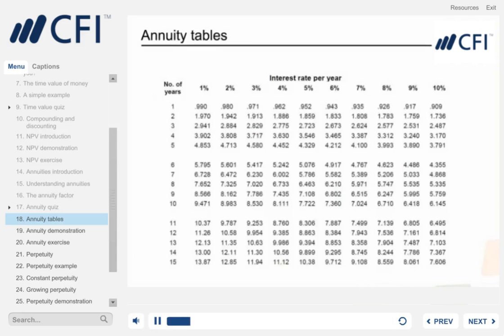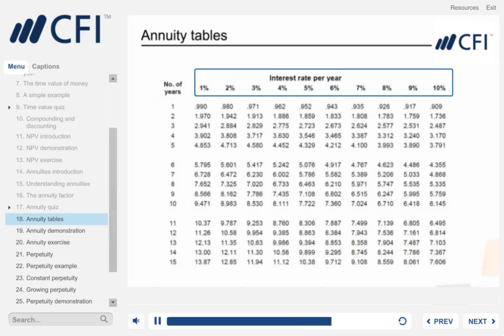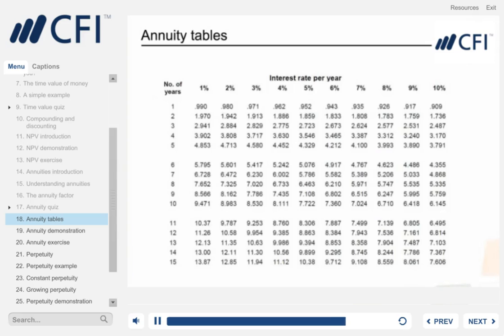Annuity factor tables can easily be used to save us from having to add the individual discount factors to derive an annuity factor. Typically, as in the case of this table, the number of years the annuity lasts for, or N, is placed down the left-hand side of the table. Along the top row of the table are the various discount rates, or required rates of returns. As you can see from this annuity table, if we went down to the third row and across to the 10th column, the annuity factor is 2.4869.